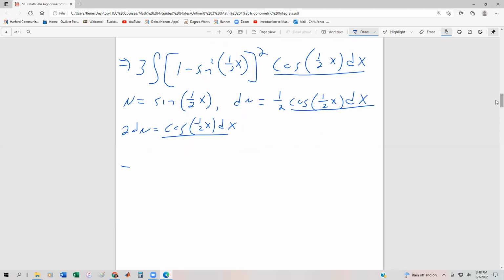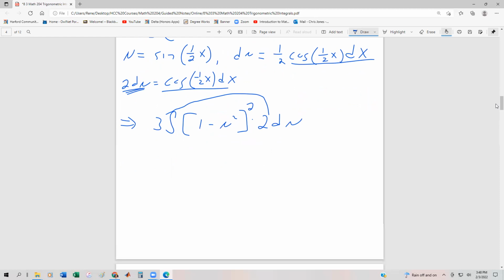We're going to carry the 3 down. So we have 3 integrals, quantity 1 minus u squared, since we said u is equal to the sine of 1/2 x. And then we have this 2 du that we're going to substitute for the cos 1/2 x. So it's going to be times, and this is squared, by the way, times 2 du. Now what I'm going to do, I'm going to factor the 2 out and multiply it by the 3 to get 6. I'm also going to expand this 1 minus u squared, squared. And so this is now going to be 6 integrals.